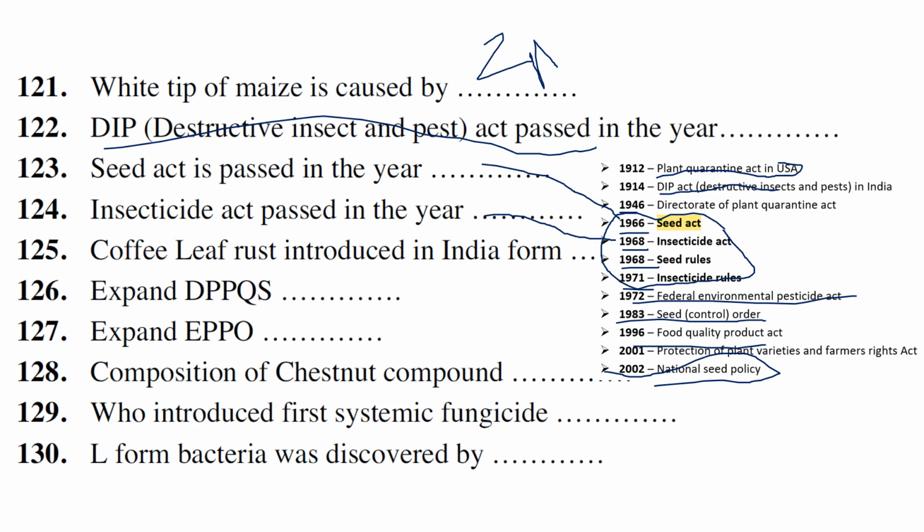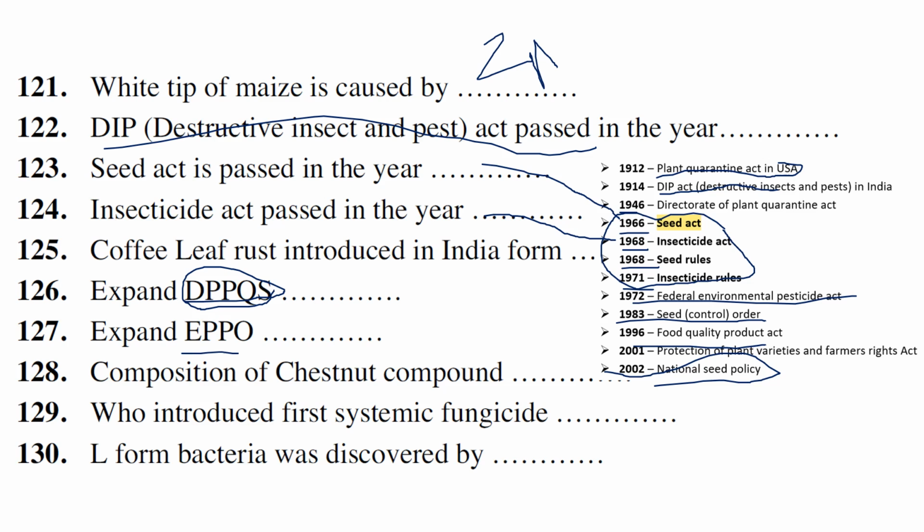Coffee rust introduced in India from, so it is believed that coffee rust was introduced into India from Sri Lanka around 1869. Okay. Then what is the DPPQS? DPPQS stands for Directorate of Plant Protection, Quarantine and Storage, which was started in 1946. All plant quarantine is under the control of DPPQS, located at Faridabad, Haryana.